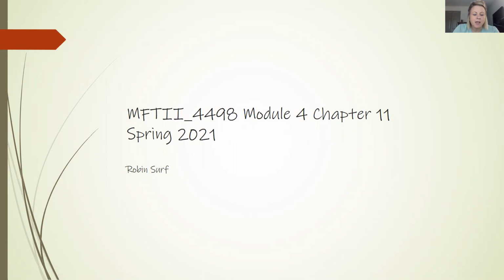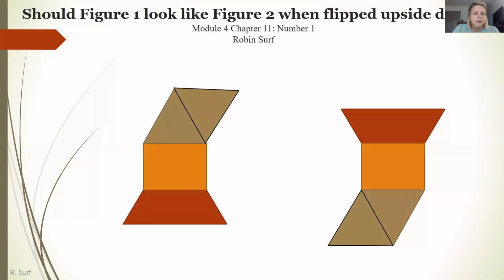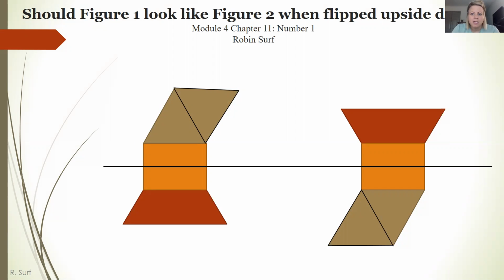Let's go ahead and look at our first question. Should figure 1 look like figure 2 when flipped upside down? Well, let's go ahead and take a look. Let's say we draw a horizontal line directly through the center of the square. That line will look like that. So if we flip this picture on this axis, will it look like the picture in figure 2?